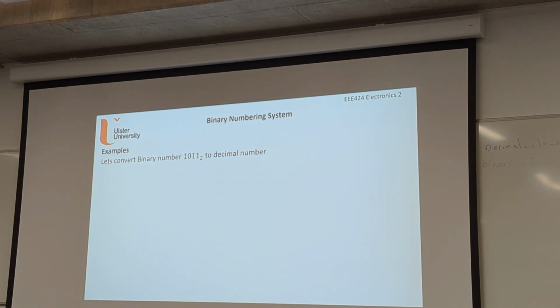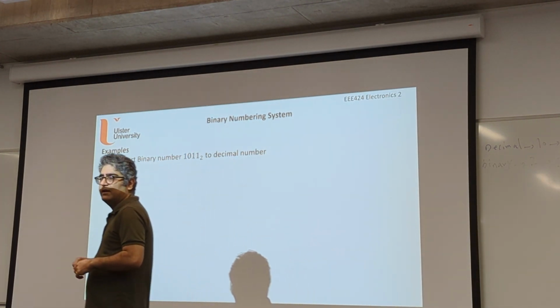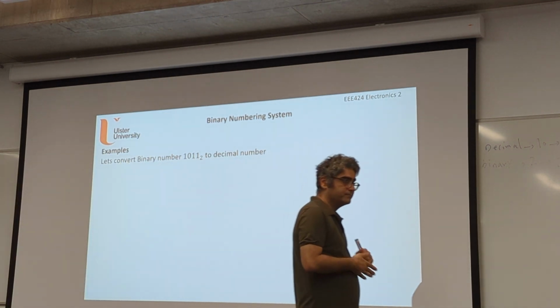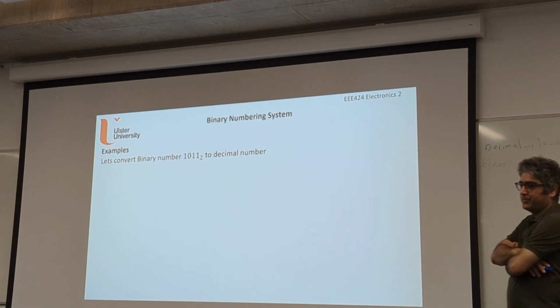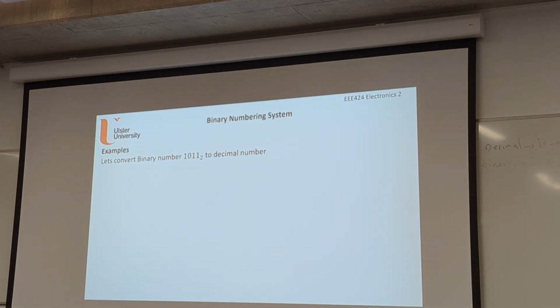So solve this yourself. Can you give me the answer? We have this binary number, 1, 0, 1, 1. Give me the equivalent. I go a bit fast in this part, but I also ask you to solve some of the questions, because I want to be sure you get the point. You can count in your book.